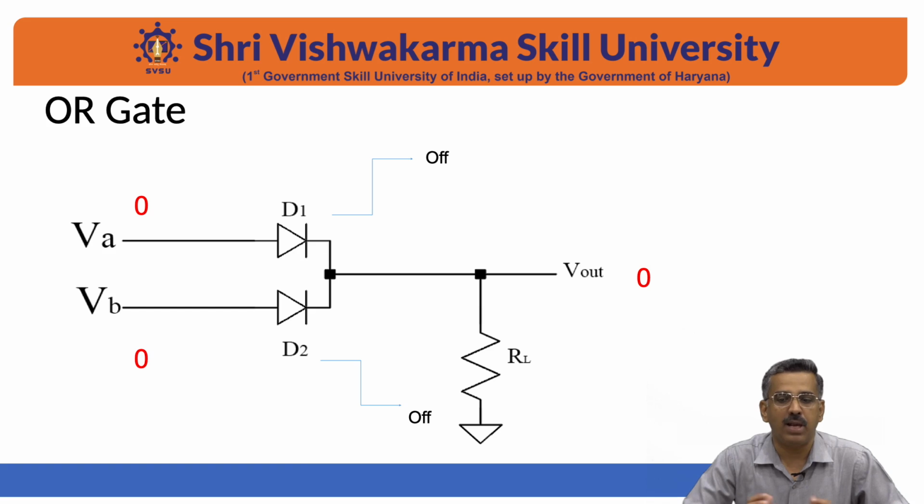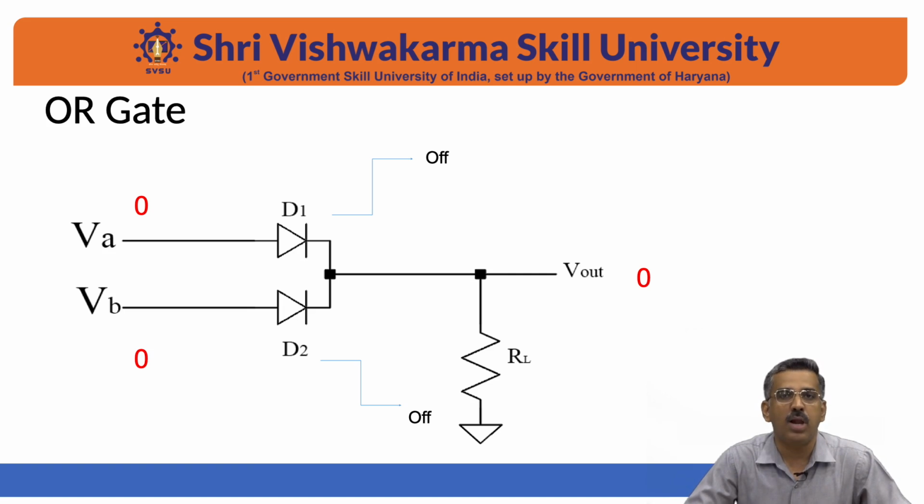Now, first of all, we are going to discuss the OR gate with this circuit. In this circuit, two diodes are connected in parallel with voltages VA and VB. Diode 1 is connected with voltage VA and diode 2 is connected with another voltage VB. We will take the output across a load resistance, that is RL, as shown in the diagram.